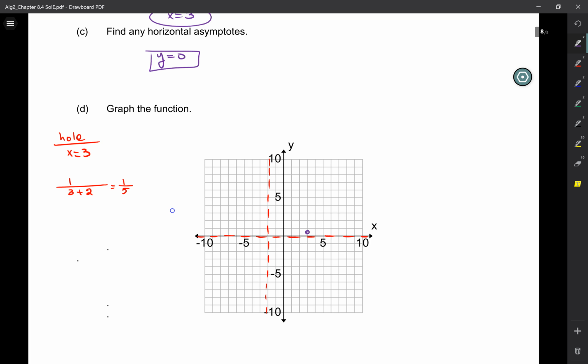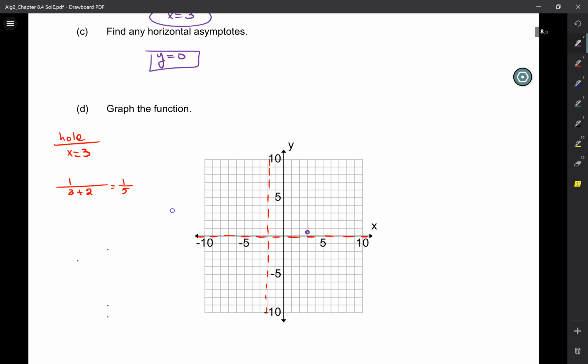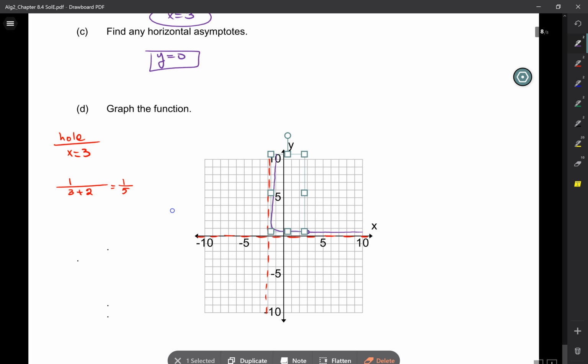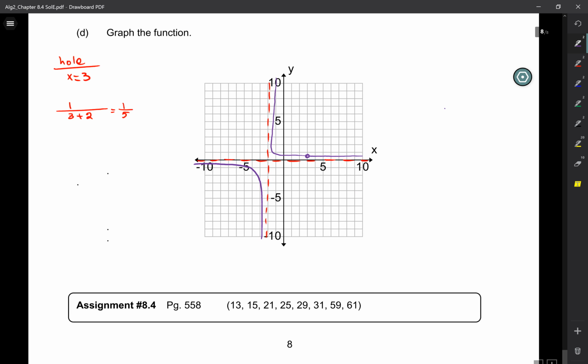So that's very close. Now, are there any zeros? Does this cross the x-axis? There are no zeros, right? This doesn't cross the x-axis. But it must pass through this region since the hole is over there. And it's going to follow the horizontal asymptote on the right side. So it's going to look like this. Okay? And here. I didn't have to pick points. This homework is due Friday, by the way.